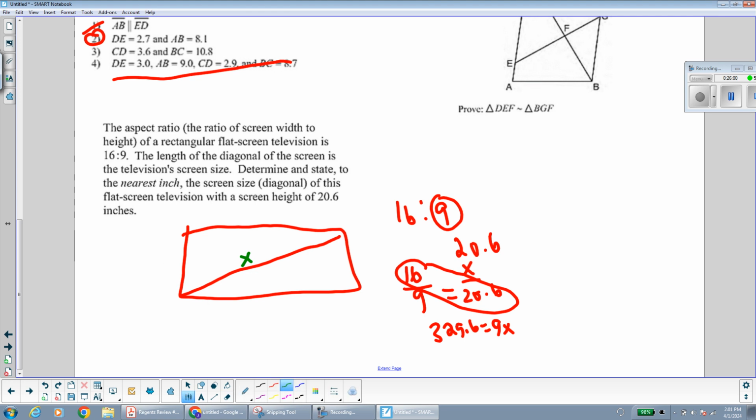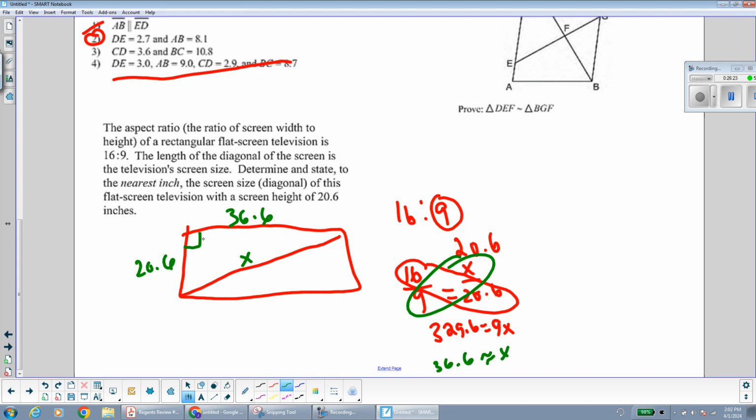So we were given that the height was 20.6. And using our proportion here, we figured out that based on the ratio, if the 9 part is 20.6, then the 16 part has to be about 36.6.